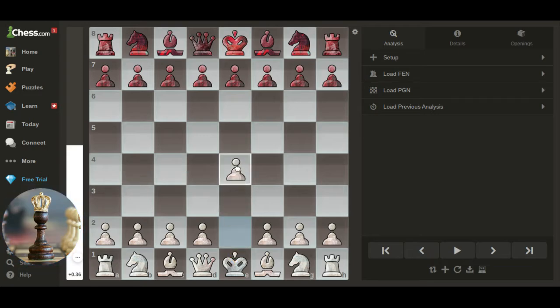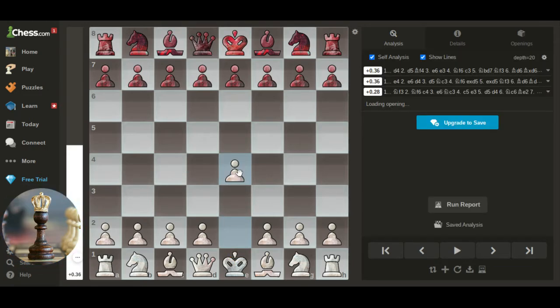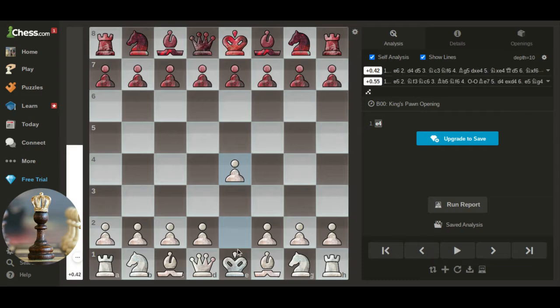My first move normally is pushing this pawn to e4. Notice how I said e4. That's because the pawn is now on the e4 square. And for pawns, you don't actually have to write the letter. For pawns, it's simply writing the square that you're moving the pawn to.